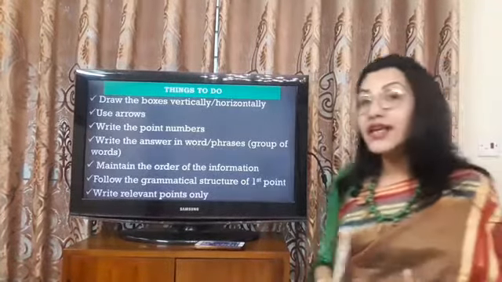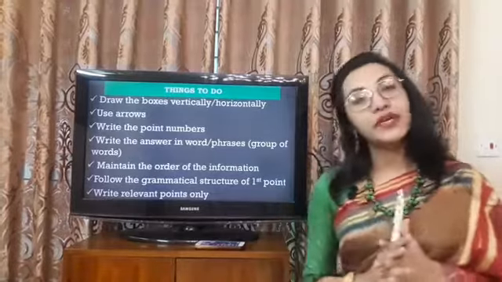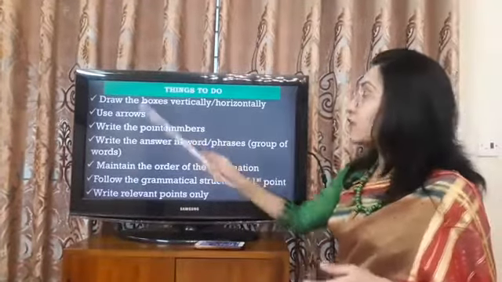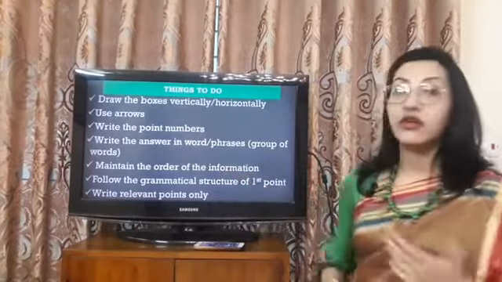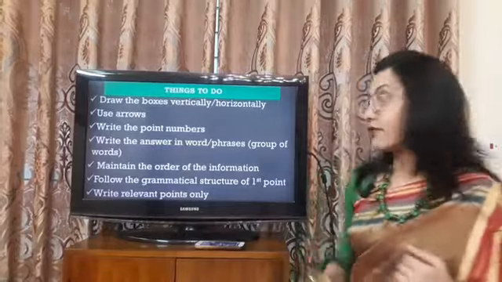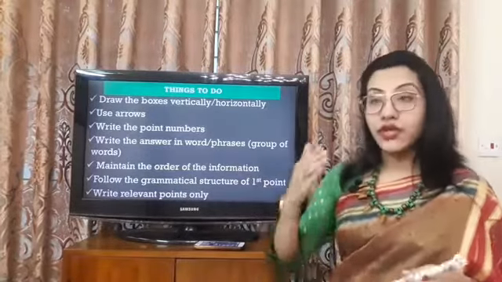So what are the things that we should do? এতক্ষণ তো দেখলাম কি কি করা যাবে না। Now let's see কি কি করতে হবে আমাদের। First of all, we have to draw the boxes vertically or horizontally. লম্বালম্বি ভাবে বা আড়াআড়ি ভাবে আমরা প্রথমে বক্সগুলোকে এঁকে ফেলবো। Use arrows. So there will be 6 boxes.